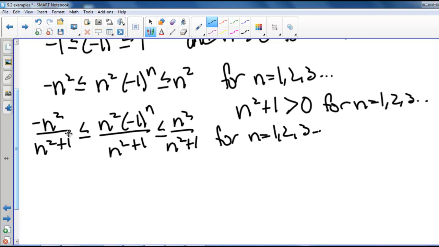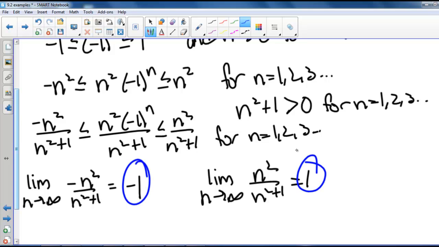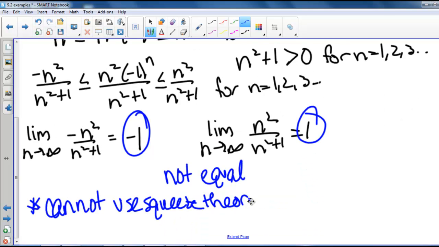So finding the limit of the sides, looking at the limit as n goes to infinity of -n squared over n squared plus 1, you find that that is -1. On the other side, the limit as n goes to infinity of n squared over n squared plus 1 equals 1. So these are not equal. So we cannot use the squeeze theorem.